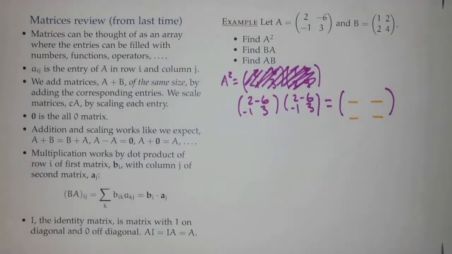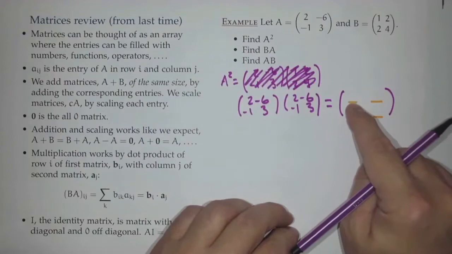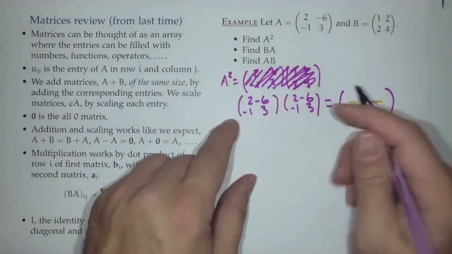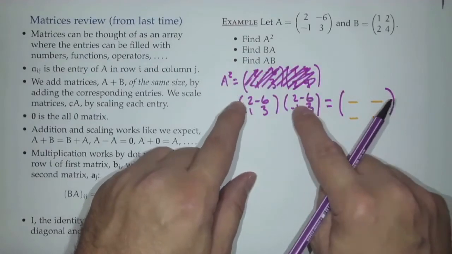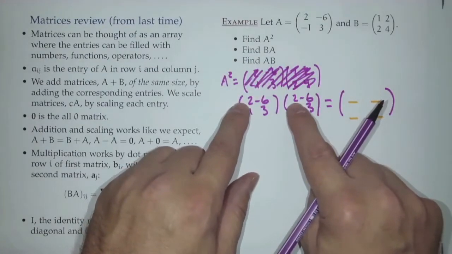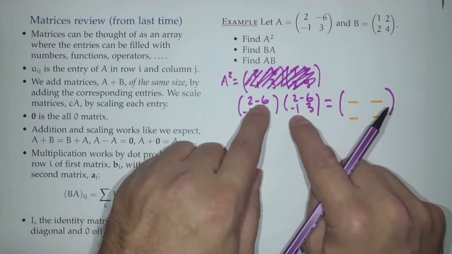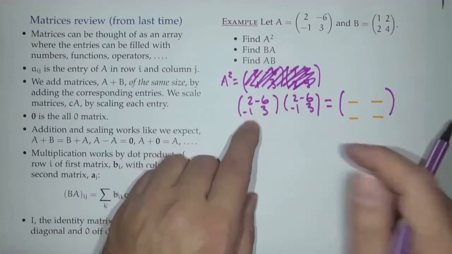If I want to get the entry here in the first row, first column, I'm going to go along the first row and down the first column. So 2 times 2, 4, minus 6 times minus 1, 6. 4 plus 6, 10.